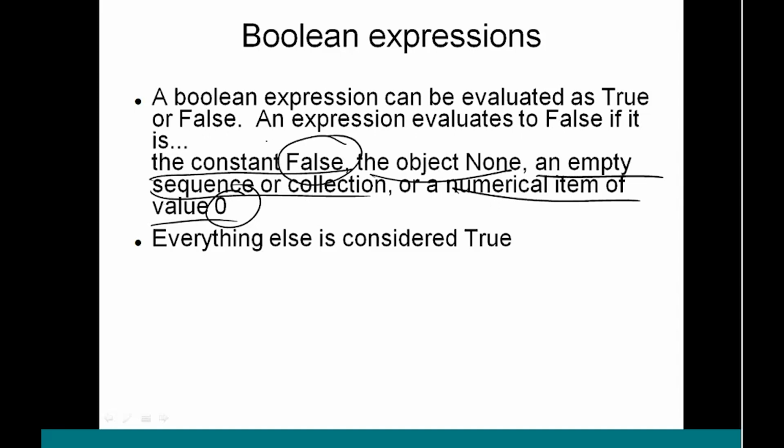You have also the constant false that we saw earlier. If the boolean expression evaluates to false, then it returns false. If the object is none, it again returns false. If it has an empty sequence or a collection, it returns false. And finally any numerical value of 0 is also returned as false. And everything else other than these 4 conditions is true for the boolean expression.